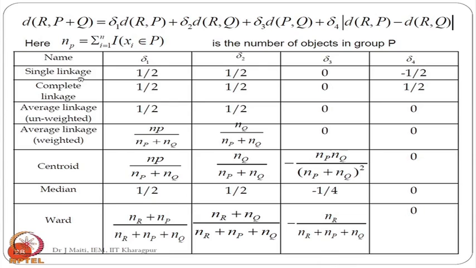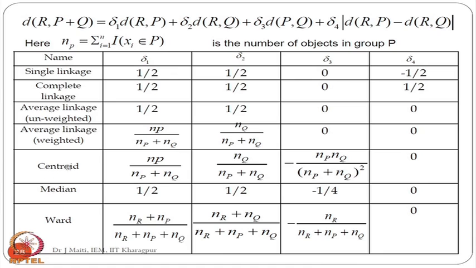If you want to use single linkage, delta 1 and delta 2 will be half, delta 3 will be 0 and delta 4 will be minus half. If you want to use complete linkage, it is half, half, 0, and delta 4 is half; only delta 3 is 0. If you go for average linkage, delta 1 is half, delta 2 is half, and delta 3 and delta 4 are 0.